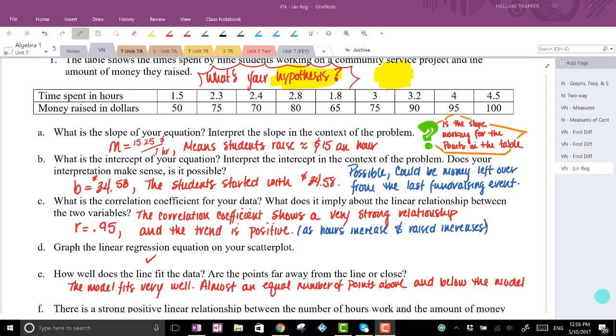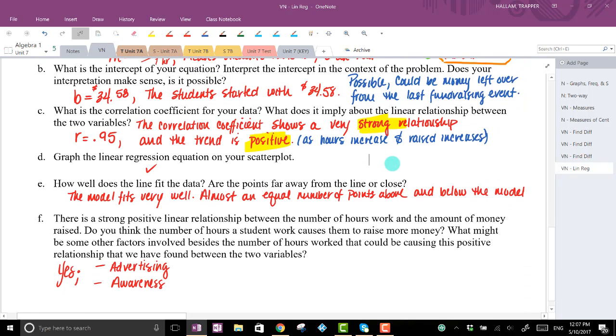And that's very viable. Okay, what is the correlation coefficient for your data, and what does it imply about the linear relationship? Well, it was 0.95. It means that it was positive, so the values are trending positively or trending up, which means I have a positive slope, and it's a very strong relationship. So we did graph the regression. We already did that. We saw that on there, and we'll do that again in the 84 tomorrow in class.